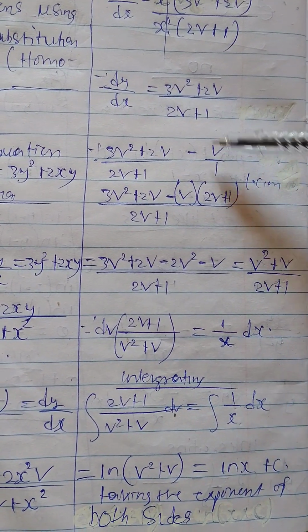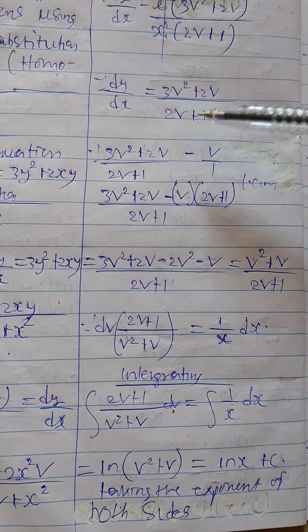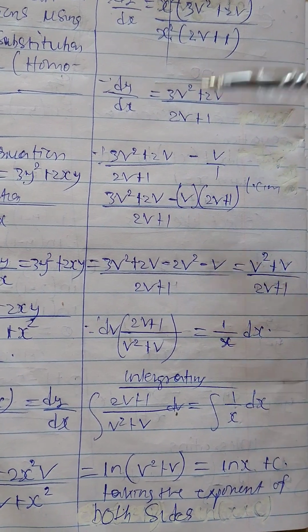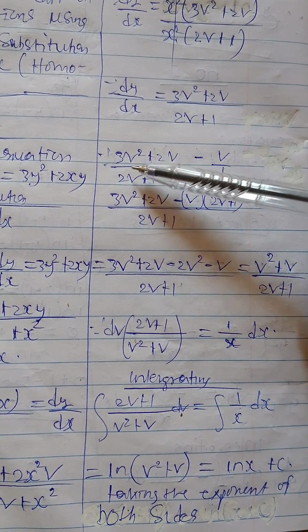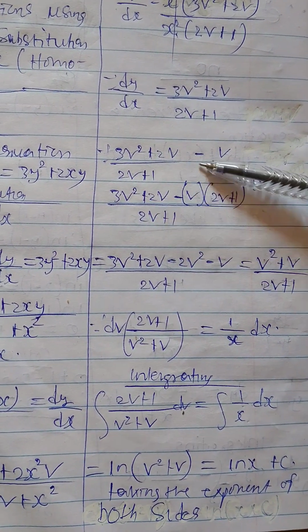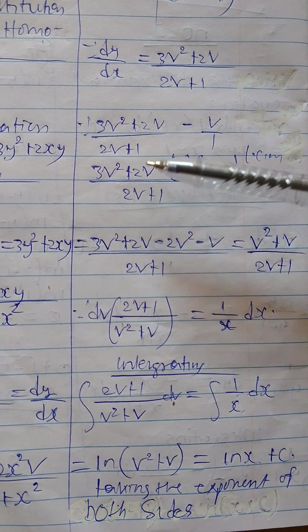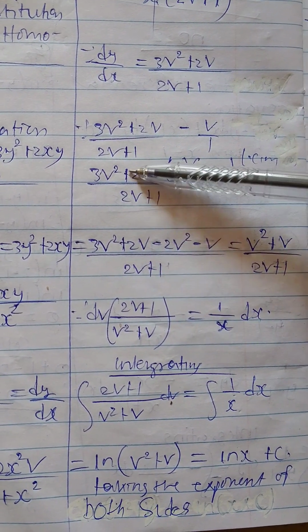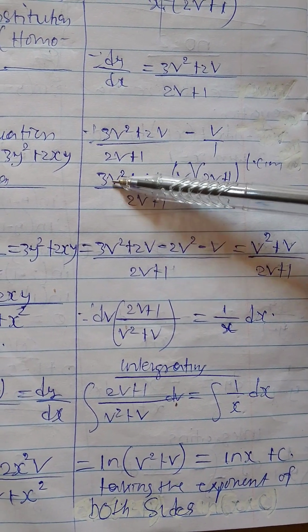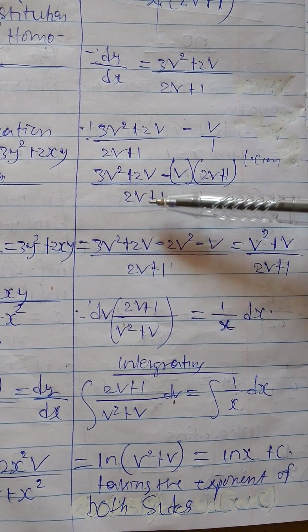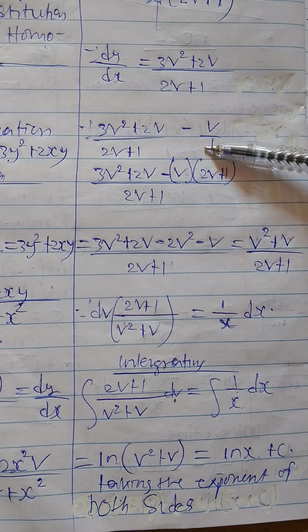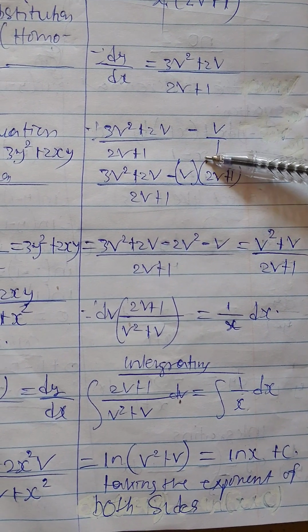So I know that whatever I get as my answer, I always subtract v from it. So I have (3v squared + 2v) all over (2v + 1) minus v. Now find the LCM. The LCM of this will give you 2v + 1. Now 2v + 1 divided by 2v + 1 will give you 1; 1 times the whole of this will give you 3v squared + 2v. Now minus, 2v + 1 divided by 1 will also give you 2v + 1.